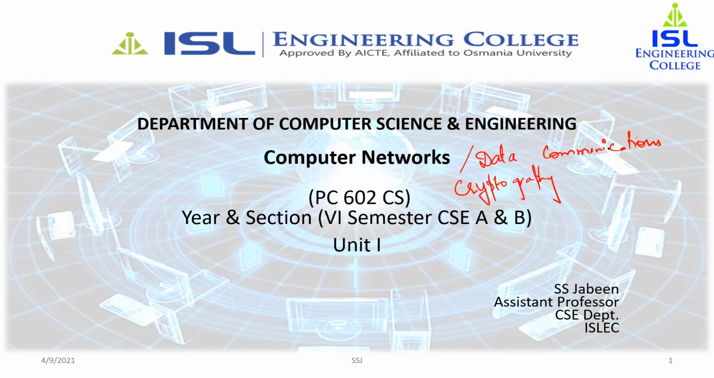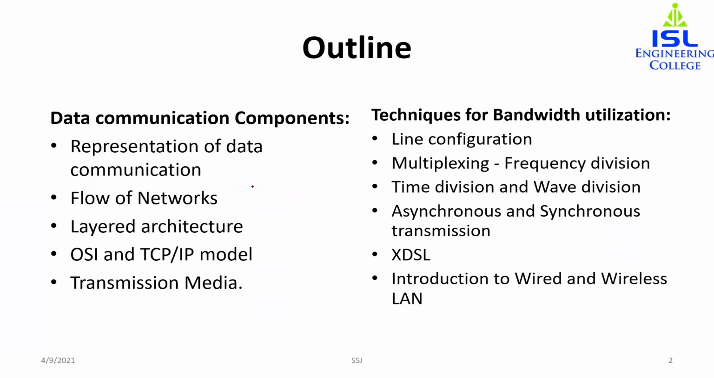That is, the first unit is data communication. Then the next three and a half units are computer networks, and lastly, we will study cryptography. So in today's class, we will begin unit 1. In unit 1, we will study the data communication components, and the next is techniques for bandwidth utilization. So let's begin with unit 1.